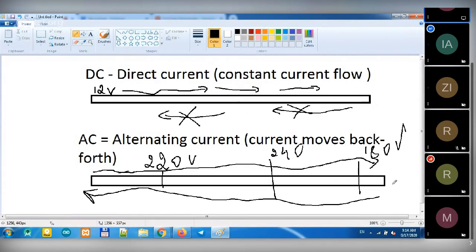Voltage control. Any questions? No. I will ask this question in the exam. Just write a note.